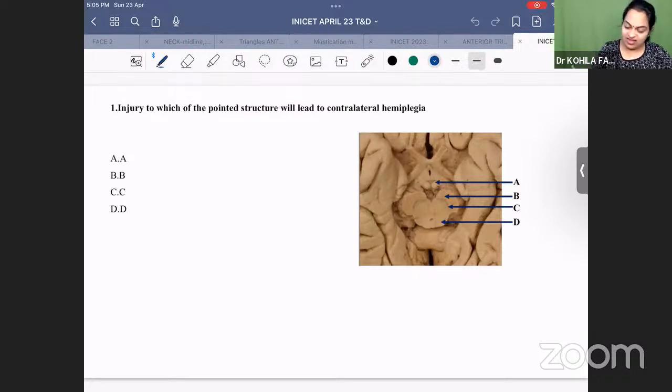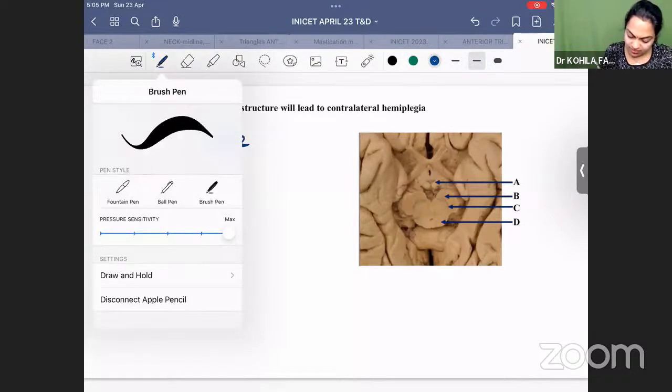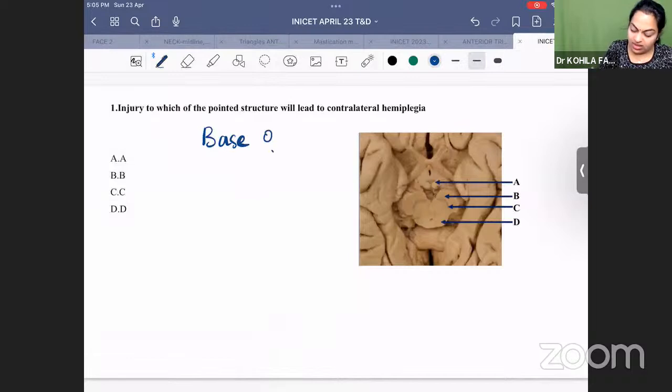Okay, guys, I'll start the session. So you know that most of the questions are from neuroanatomy, head and neck, right? And they are image-based questions. Can you orient to which part of the brain it is? It's the base of the brain. What is that ABCD you see here? This is called the interpeduncular fossa, right?